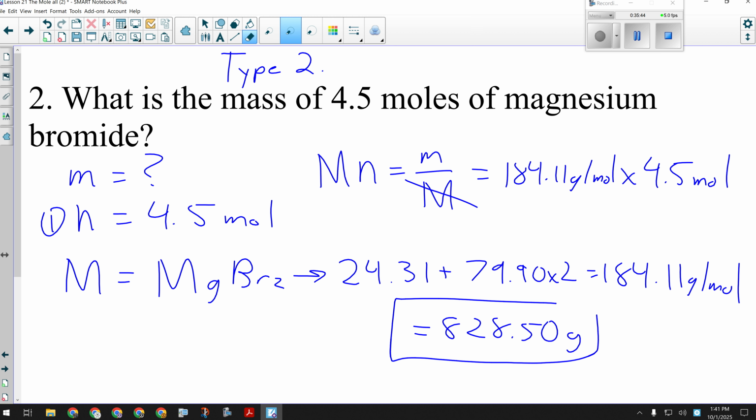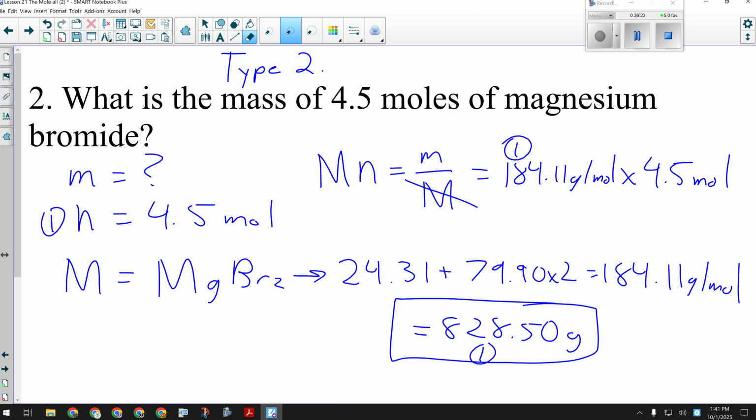So this question would probably be a 3-mark question. You would get a mark for your algebra and math, and a mark for your answer. Any questions on how that one worked? Okay. Types 3 and 4 still ask you to do these two things: n equals little m over big M, or this manipulation. But they add in an extra step. The extra step involves using Avogadro's number.